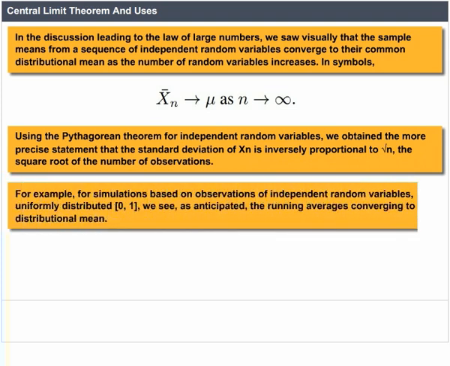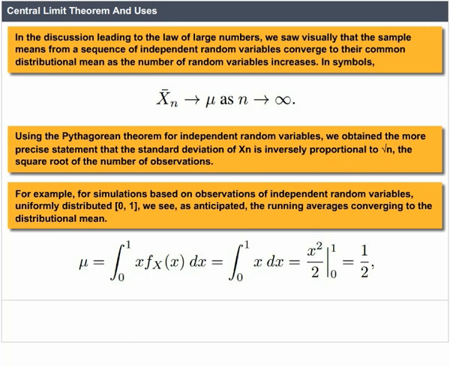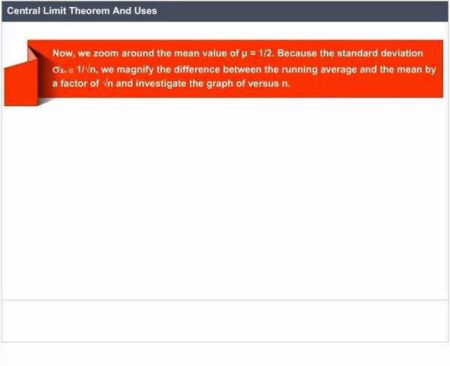For example, for simulations based on observations of independent random variables uniformly distributed on 0, 1, we see, as anticipated, the running averages converging to the distributional mean, mu equal to integral 0 to 1 of x times f of x dx, equal to integral 0 to 1 of x dx, equal to x squared by 2 with limits 0 to 1, equal to 1 by 2. Now we zoom in around the mean value of mu equal to 1 by 2, because the standard deviation of x n bar is proportional to 1 by square root of n.